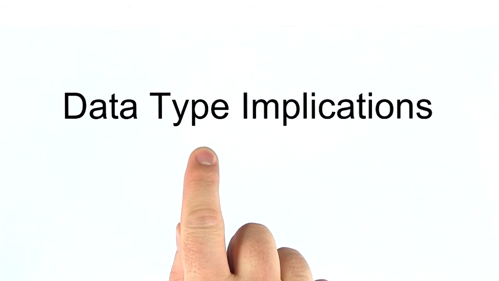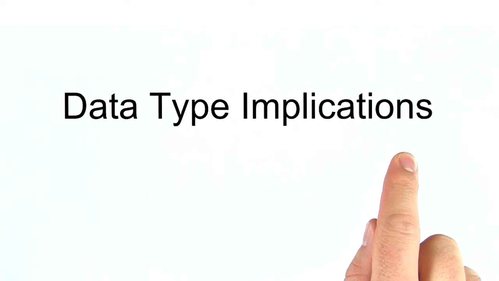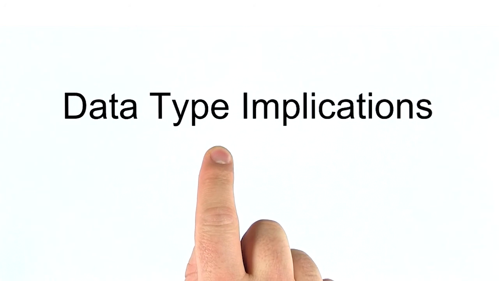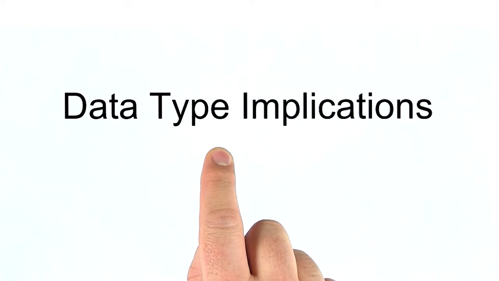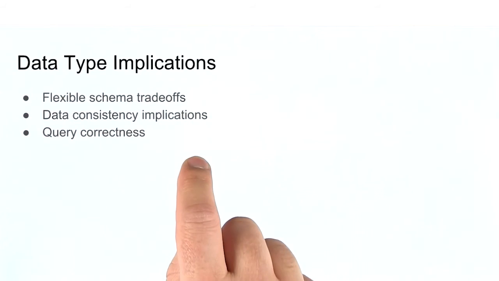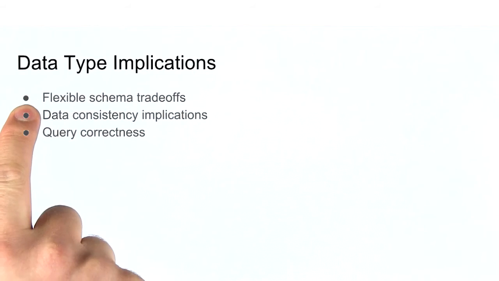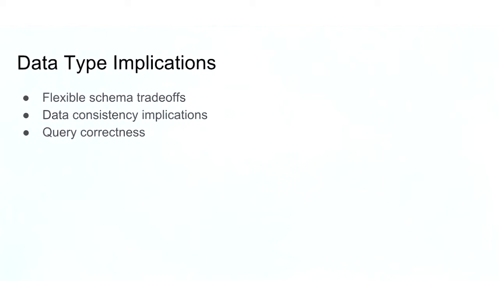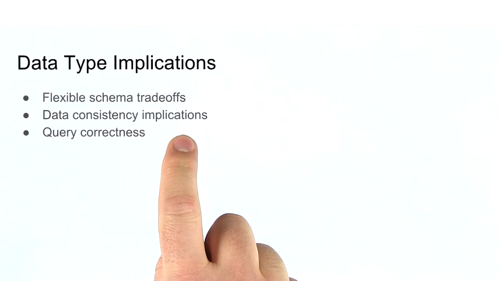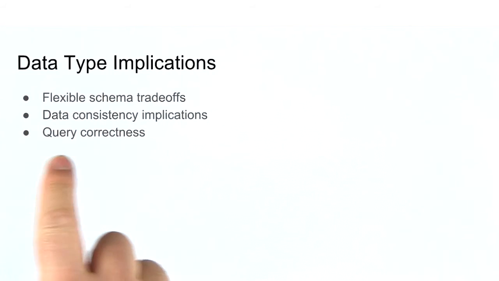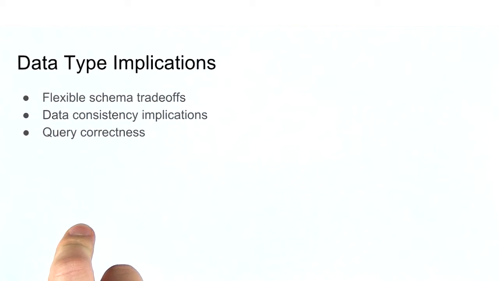In this lesson, we're going to be talking about data type implications, or better said, different data types across the same fields, across the documents of a given collection. We will look into the implications of data types for flexible schema trade-offs, the data consistency implications, and the query correctness that you should be aware of once dealing with MongoDB.